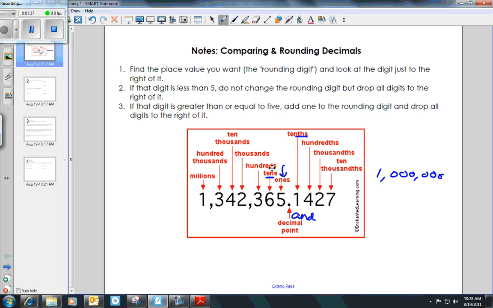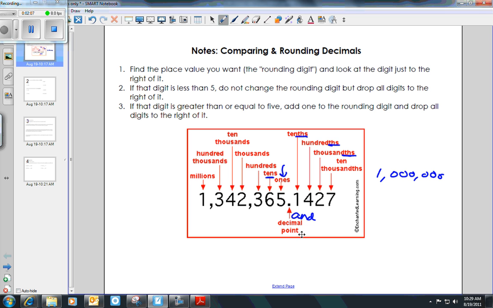Now 2 spots to the left, I'm sorry, of ones is hundreds. 2 spots to the right is hundredths. 3 spots to the left is thousands. 3 spots to the right is thousandths. And so on and so forth. So we would end up with millions and millionths down here on the right.